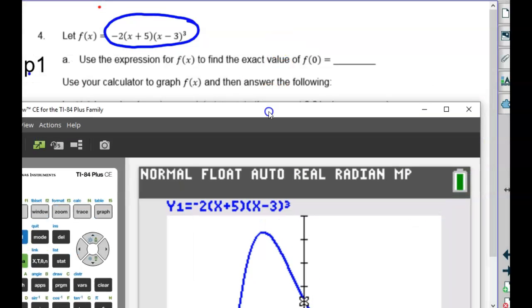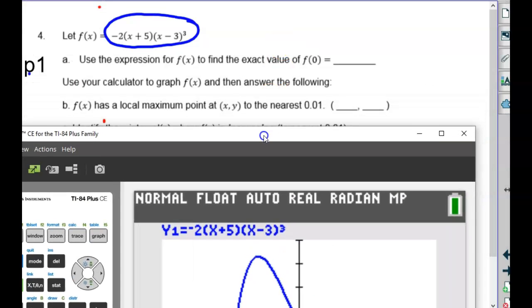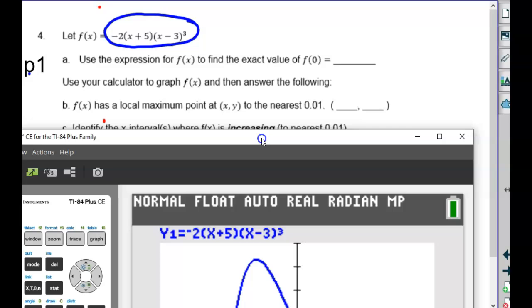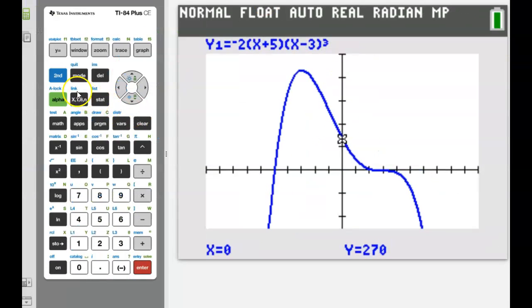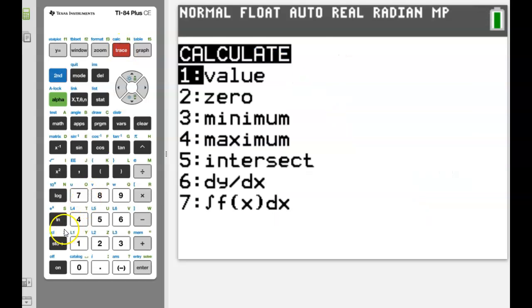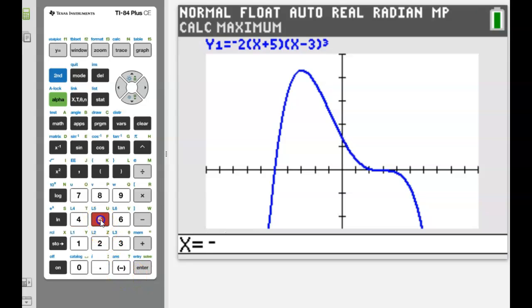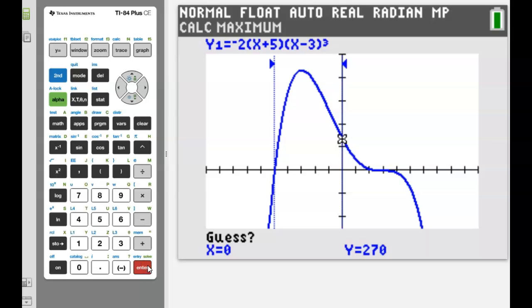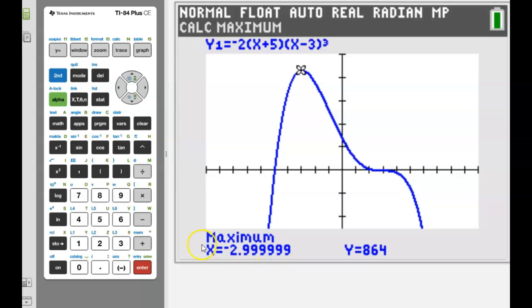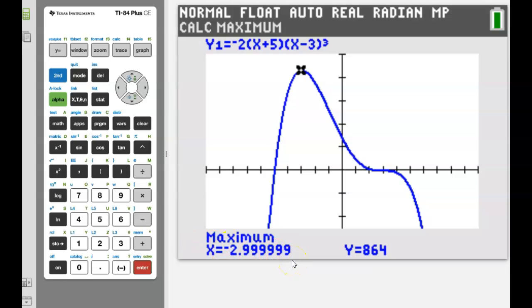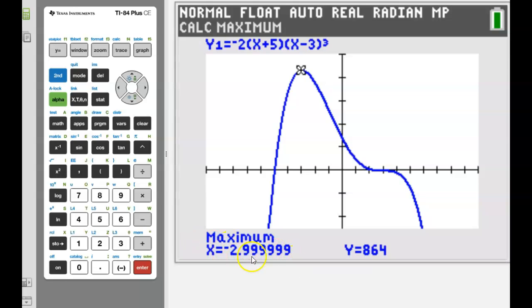We all good? Okay, then use your calculator to find the local maximum to the nearest hundredth. So I'm going to go second trace, choice 4 for maximum. And it looks to me like it's somewhere between -5 and 0. You can cursor around if you want, but I'm just going to tell it to pick between those two numbers. Now, what am I going to write down on my paper for this? -3 and 864, right?